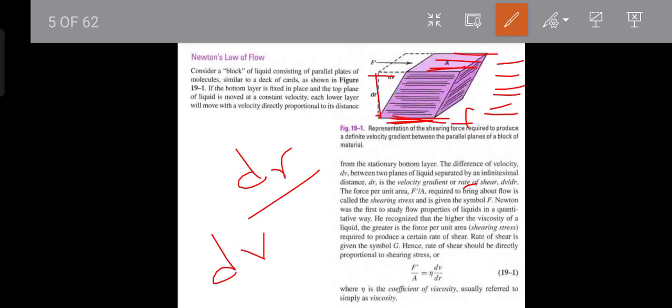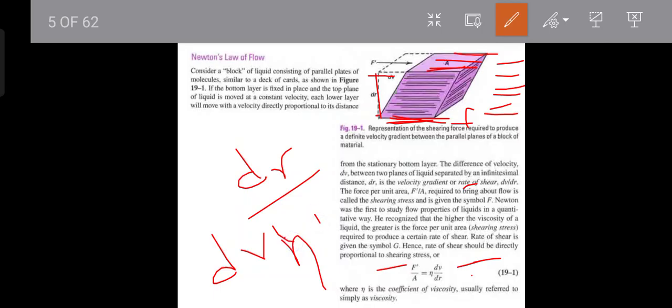Newton has stated this is required to produce a certain rate of shear. So the rate of shear is given as symbol G, capital G. Hence the rate of shear should be directly proportional to shearing stress. So that is the point. Eta is the coefficient of viscosity, usually referred to simply as viscosity.